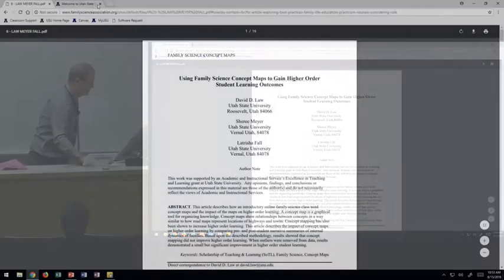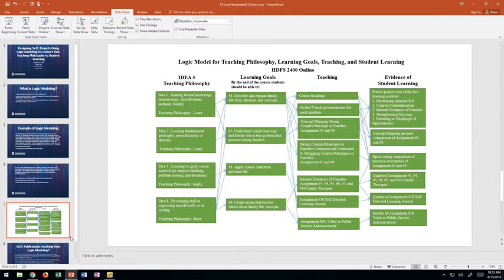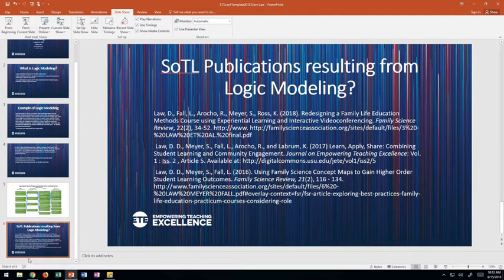This is my last slide I'll show you. So in 16, 17, and 18, I've been able to produce three very high-level papers that meet the definition of the scholarship of teaching and learning, largely because of logic modeling. I want you to think this through. These are the references, and this middle one is the reference for the concept map that was just up there.